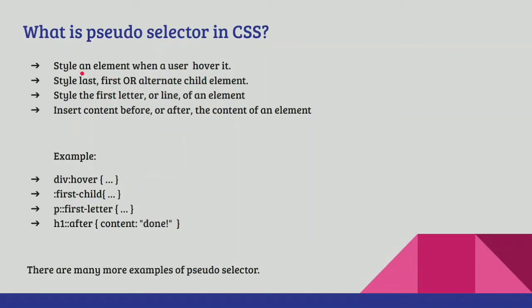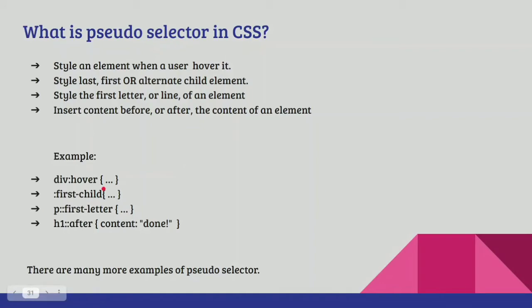First one, we want to style up an element when a user hovers on it. Secondly, we want to style last, first or alternate child element. Or we want to style the first letter or the line of an element. Along with that, we want to insert some content before or after some element. So at that time also we are making use of pseudo selector. Here I have shown some examples. For example, our element is having some content and on hover of that we want to style up some things. So there we are using pseudo selector.